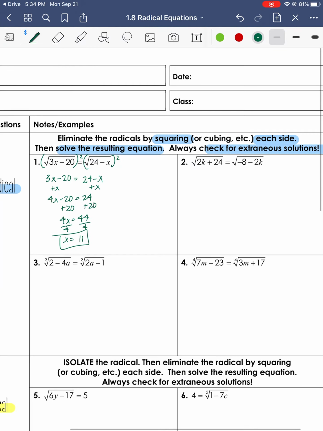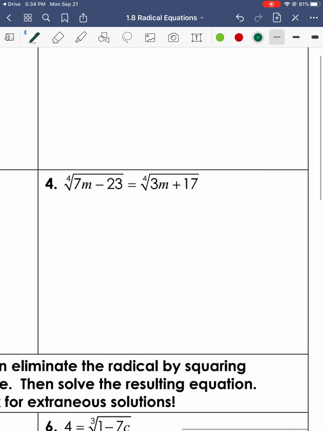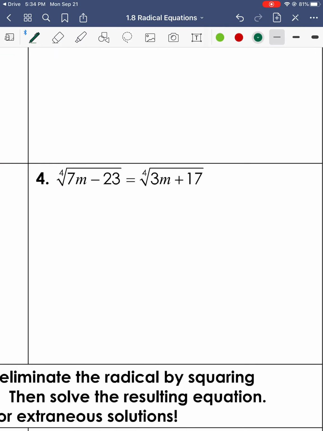Let's look at number 4. It looks like all of these are matching. Number 2 is a square root and a square root. 3 is a cube root and a cube root. 4 is a fourth root and a fourth root. Okay, so instead of squaring, we're just going to raise it to the fourth power, because we have the fourth root, the fourth power undoes that. Same resulting thing, we're going to be left with the insides here. So 7m minus 23 is equal to 3m plus 17.